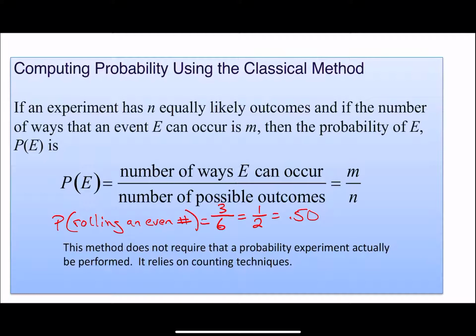Once again, this does not require that we actually do the experiment. This is the actual real probability of something happening. It does not require you to perform the event. It's all mathematical, it's all doing the math. It's not you actually doing the experiment. We're using our counting techniques to find the probability. Let's do some examples.